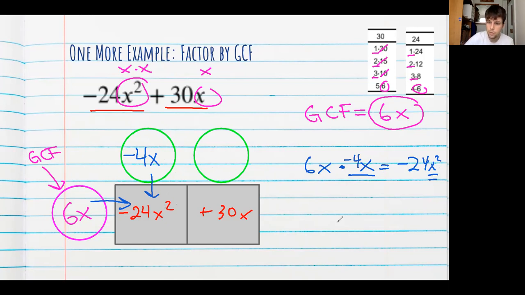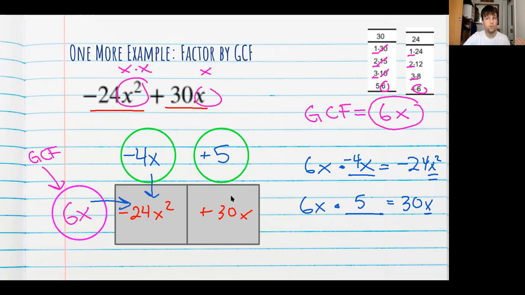And then the next one, same concept here. We're multiplying 6x times something, whatever this number is on top, to get 30x. So 6 times 5 is going to give me 30. And then x, I've already accounted for my single x here. So this one does not have an x with it, because if it did, this would be x squared, which it is not. So this is just 5, positive 5. And from there, we have completed our factoring.